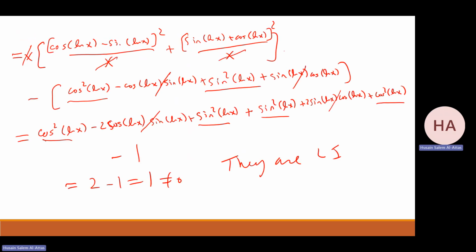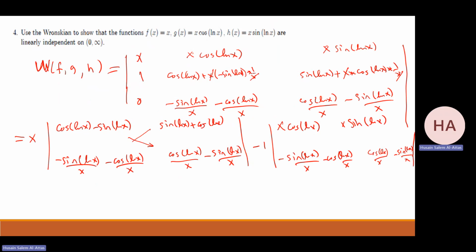Here I did not do the trick where I put x equal 1 or something, because he did not say they are solutions. He said they are only functions. So I need to do it completely. Okay.